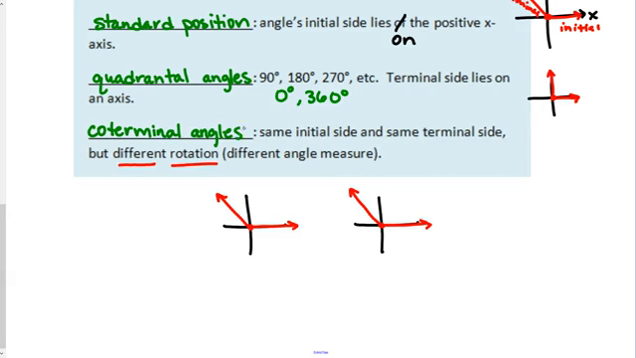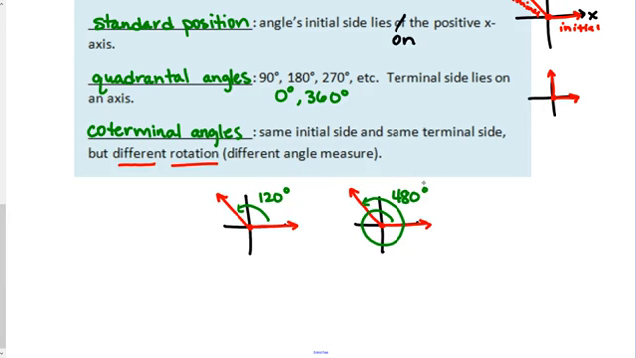So how could that be? Well, let's imagine that maybe this angle I drew here is 120 degrees. And let's imagine to get the second one, I went all the way around the circle, 360 degrees, and then I went an additional 120 degrees for a total of 480 degrees. These are coterminal. Different angle measure, same initial side, same terminal side.